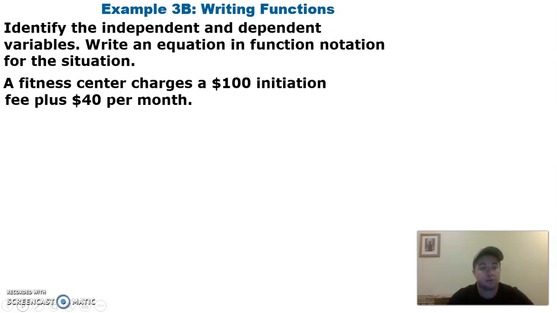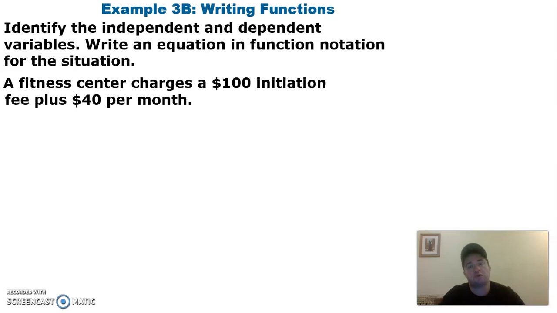Okay, continuing. Identify the independent and dependent variables. Write an equation in function notation, or write a function, for the situation. A fitness center charges a $100 initiation fee plus $40 a month. What does that mean for you?